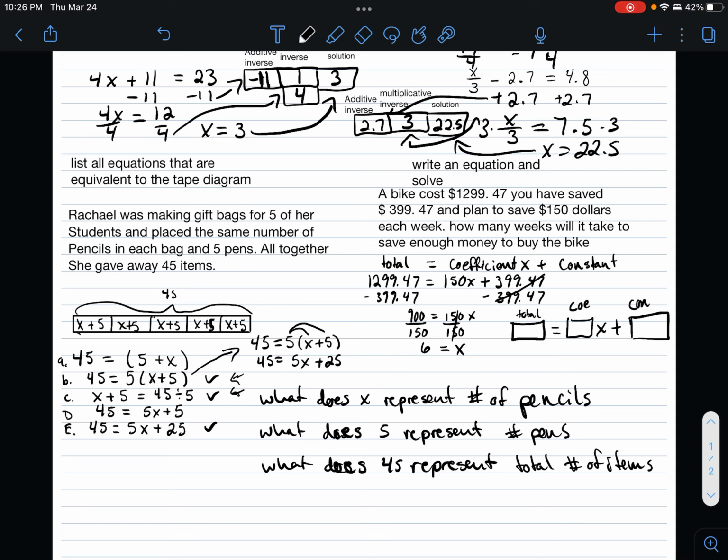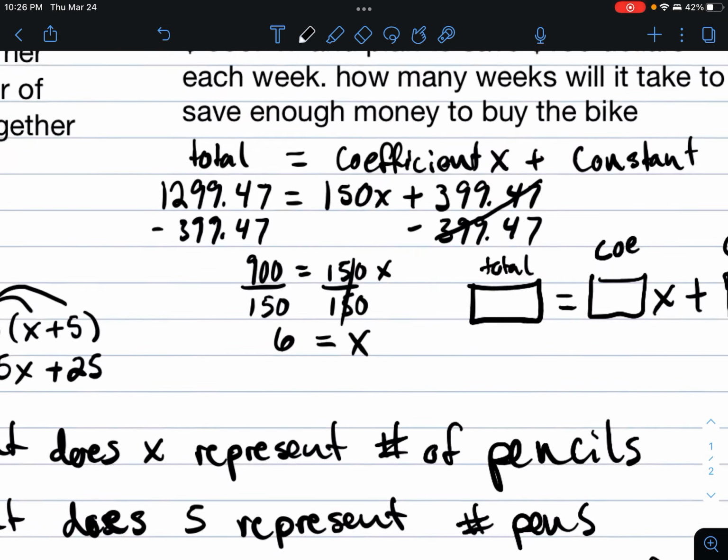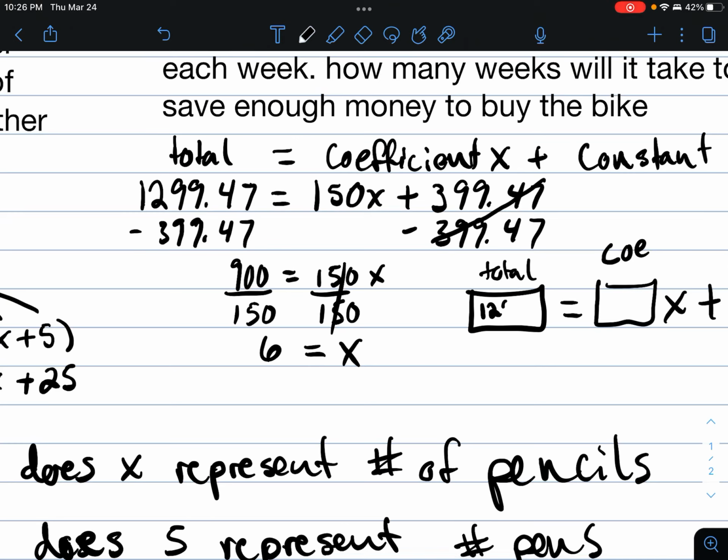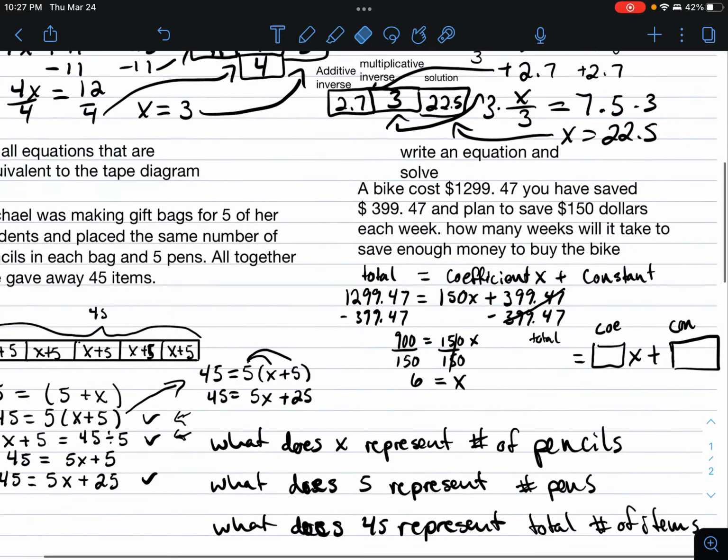So the equation says, write an equation and solve. A bike costs $1,299.47. You have saved $399.47 and plan to save $150 each week. How many weeks will it take to save enough money to buy the bike? Okay, so the total, coefficient and constant, done that here. So the total that the bike costs is $1,299.47. I'm going to have to make those bigger.